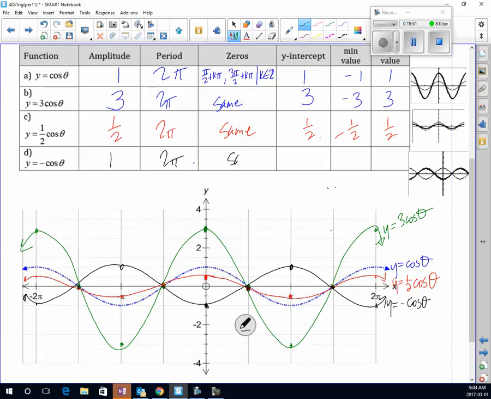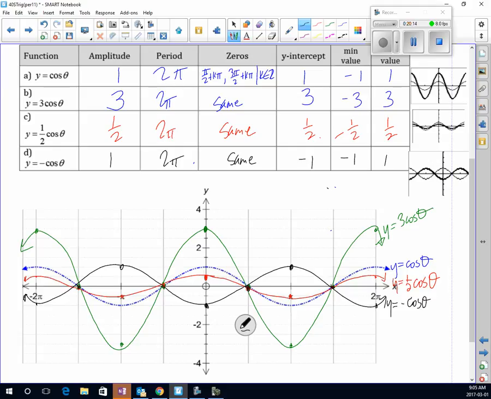The zeros are still the same. My y-intercept now is not the same, though. What is it? -1. But my min and my max, although they've switched positions, they're still the same, right? -1 and +1. Because the min became the max and the max became the min, but they're still the same values, right? Okay, does everybody understand this?